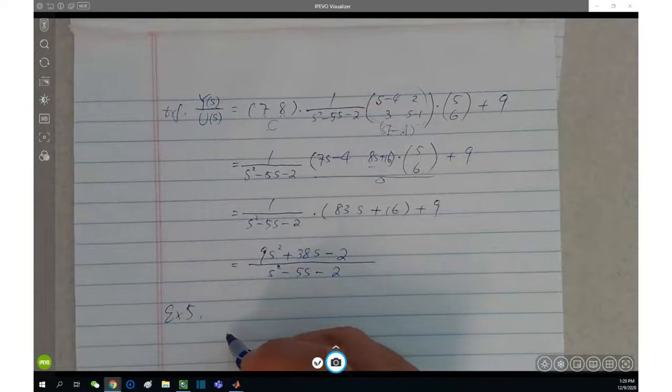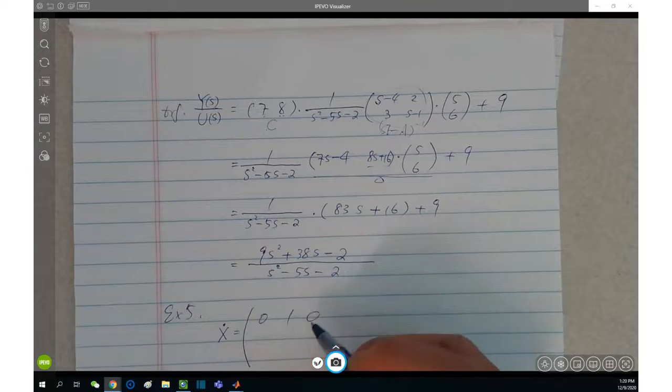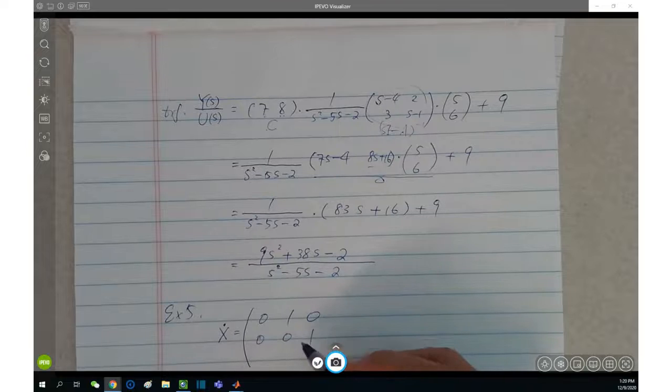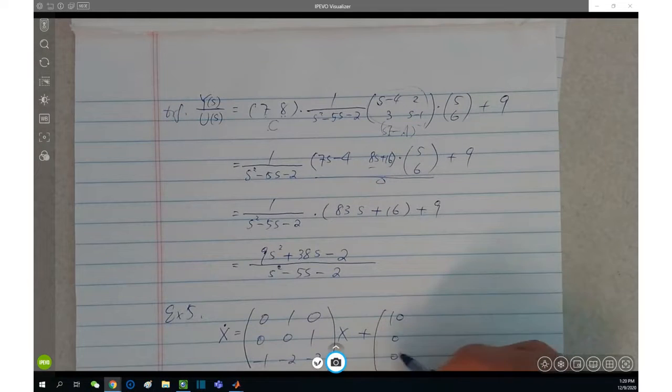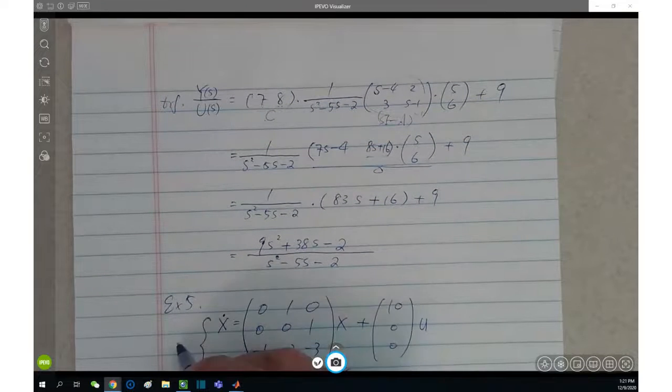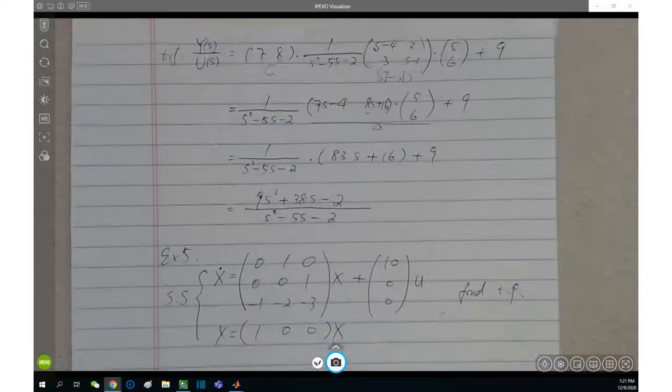So the given state space is like this. Okay, this is the given state space. And then find the transfer function.